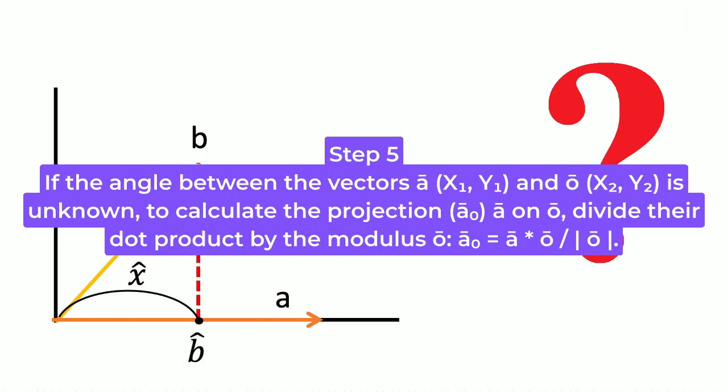Step 5. If the angle between the vectors A (x, y) and B (x2, y2) is unknown, to calculate the projection of A on B, divide their dot product by the modulus of B: Ab = (A * B) / |B|.